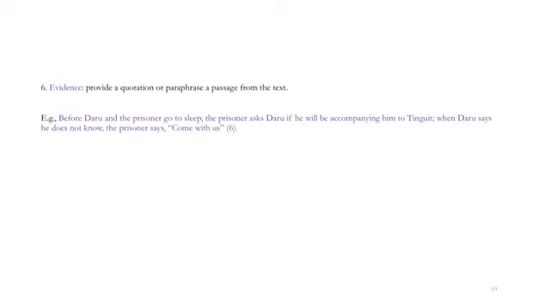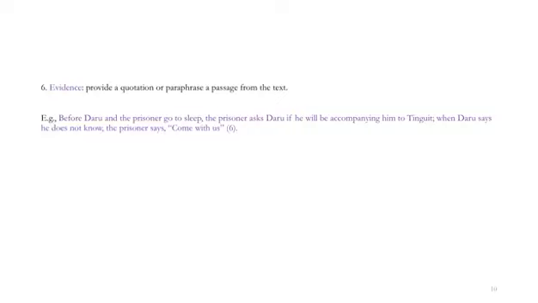Now, after your claim, of course, you provide the evidence. The claim tells us what the evidence means, and then you immediately give us the evidence. Before Daru and the prisoner go to sleep, the prisoner asks Daru if he will be accompanying him to Tingwit. When Daru says he doesn't know, the prisoner says, "Come with us." Okay, so the evidence is just the quotation that you're going to explain in your paragraph.